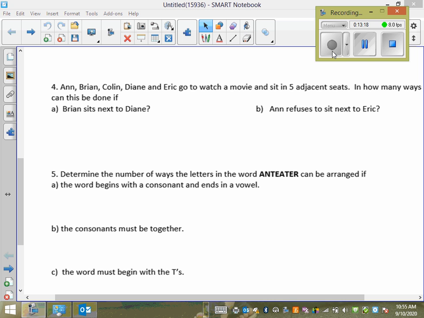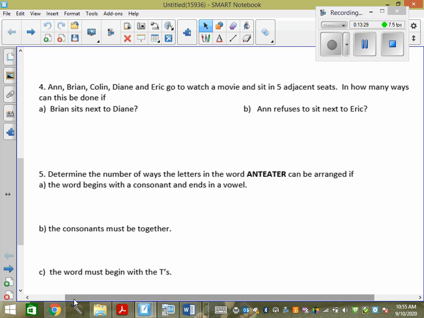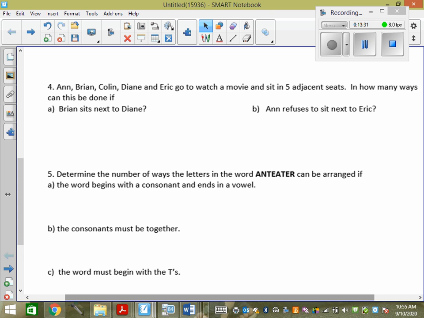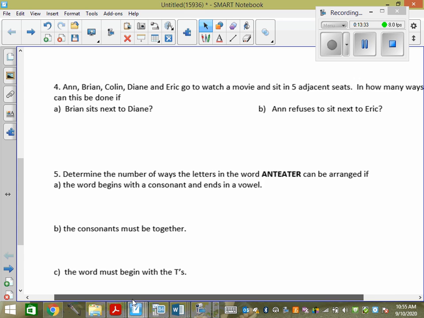So here we have Anne, Brian, Colin, Diane, and Eric go to watch a movie and sit in 5 adjacent seats. Adjacent seats means side by side by side, right? They're together. In how many ways can this be done if Brian sits next to Diane? So we do 1.